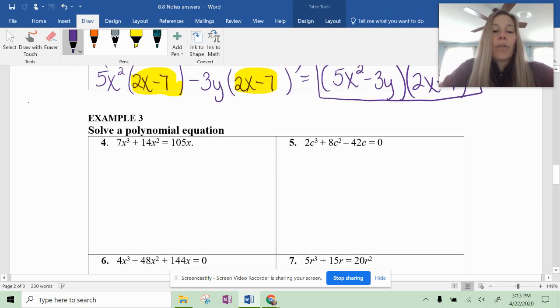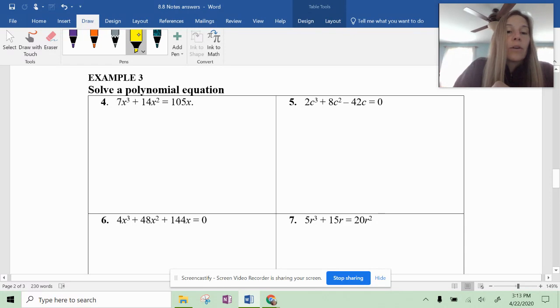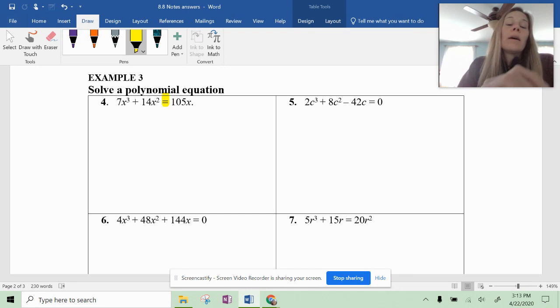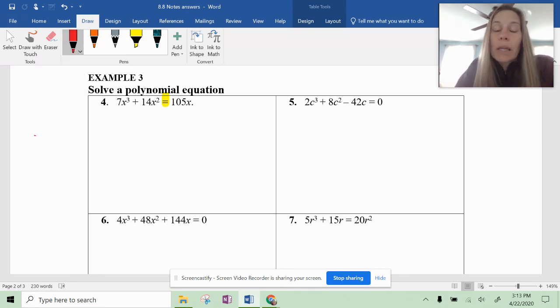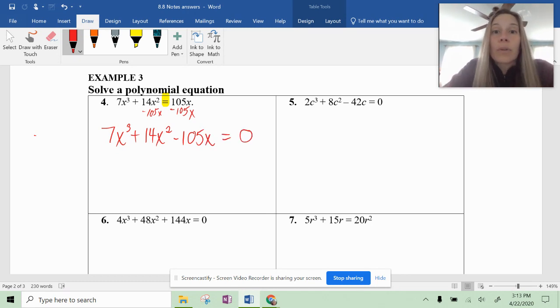Okay, so now example 3, solving polynomial equations. So again, whenever you have that equal sign and you're doing anything with factoring, you really want it to equal 0. So anything that's not equal to 0, we're going to rearrange it and get it into that standard form, making it equal 0. So this 105x, we're going to subtract it over to the other side. So now I would have 7x cubed plus 14x squared minus 105x equals 0. So first step, get it equal to 0.